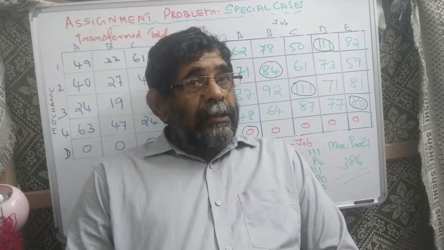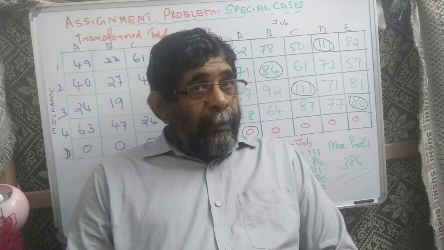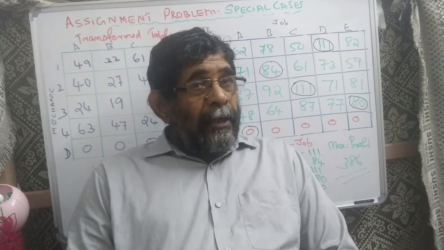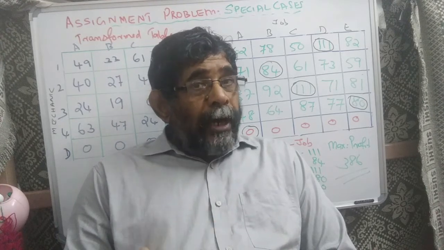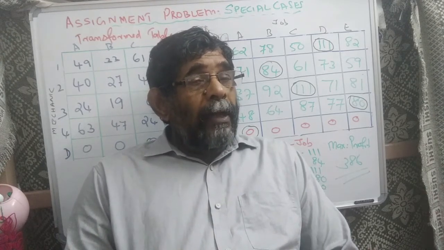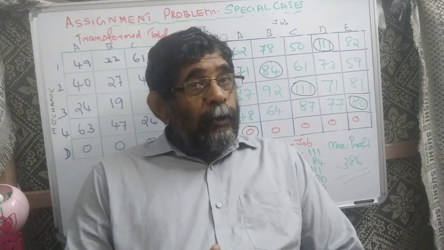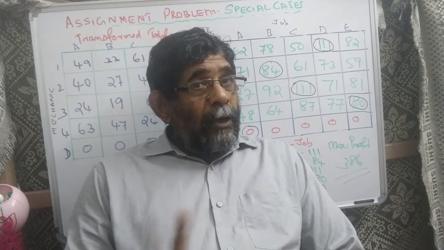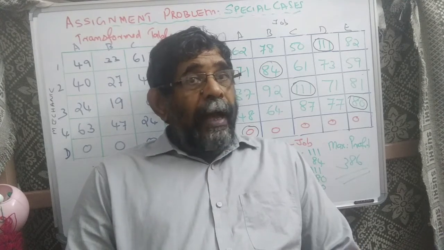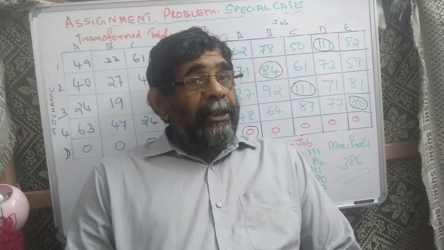For solving, we use Hungarian method. What are the steps? Find row reduced matrix, find column reduced matrix, and make a preliminary allocation. If it is okay, then the solution is optimum. What is meant by okay? One activity to one person. One person should receive one activity. That is the optimization condition.